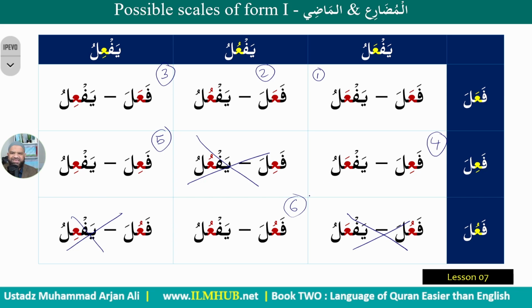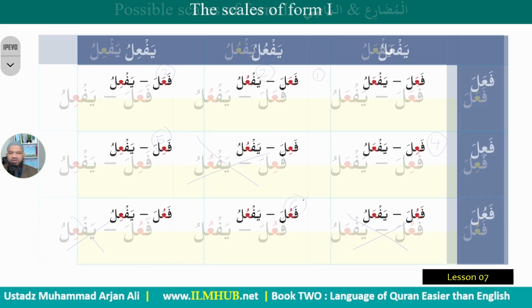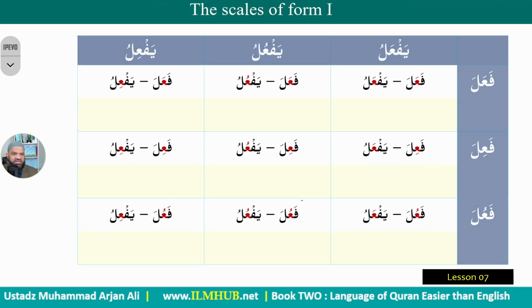So there are only 6 possibilities. Out of 9, only 6 are applicable. So out of the 9 possible scales, we know that this one and this one are not used. That leaves us 6. Now, instead of trying to memorize fa'ala yaf'alu, fa'ala yaf'ulu, fa'ala yaf'ilu, it's quite difficult, right? I'm only able to recall them with a lot of focus and reading the screen. You will not be able to remember them.